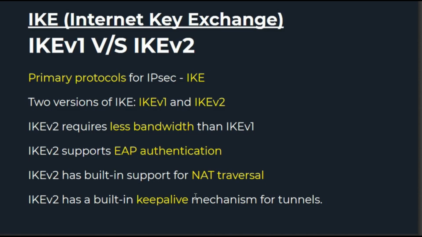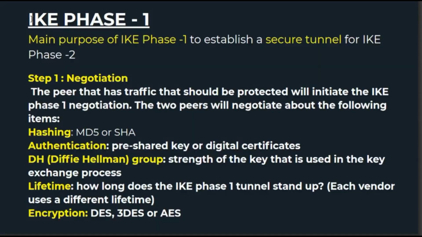As explained before, IKE uses two phases, IKE phase 1 and IKE phase 2. Let's discuss what happens at each phase, and everything I explain below applies to IKE version 1. IKE phase 1. The main purpose of IKE phase 1 is to establish a secure tunnel that we can use for IKE phase 2. We can break down phase 1 into 3 simple steps.